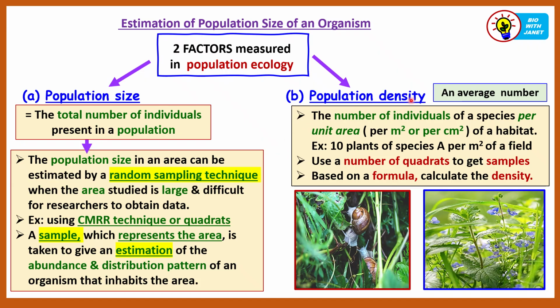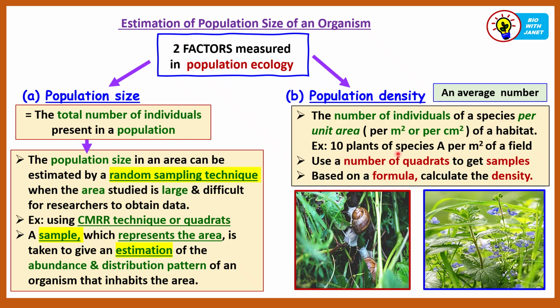Now, B, population density is an average number. So it's the average number of individuals of a species per unit area. It can be per meter squared, or for smaller quadrats is per centimeter squared, as we will see with the algae called Pleurococcus species, which is a unicellular algae. Okay, but for most small plants in the field, we use a quadrat that is 1 meter by 1 meter, right? So the density will be in per meter squared.